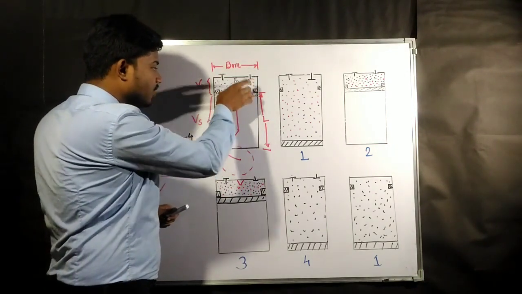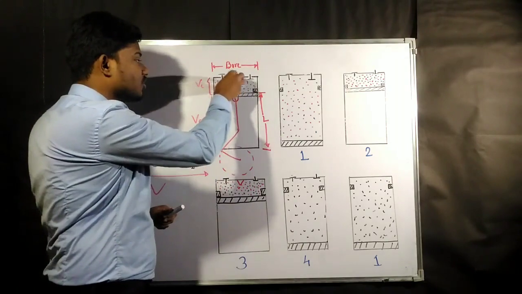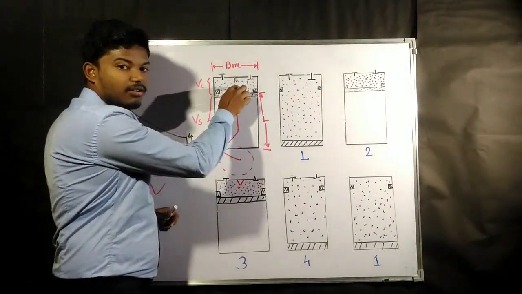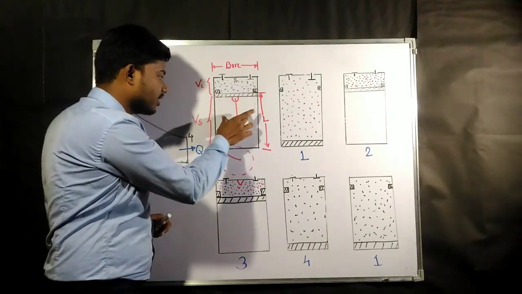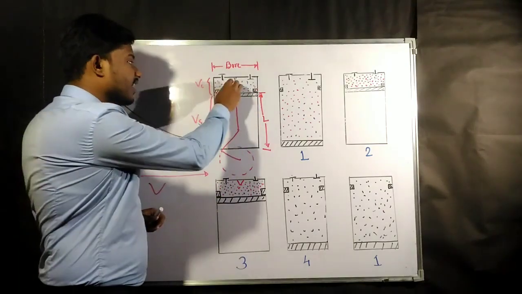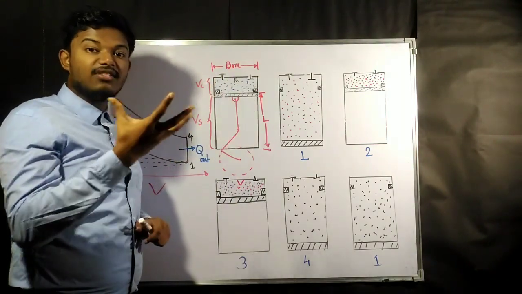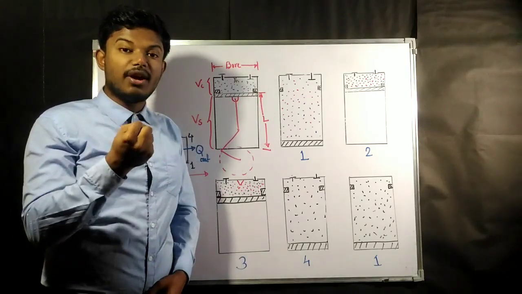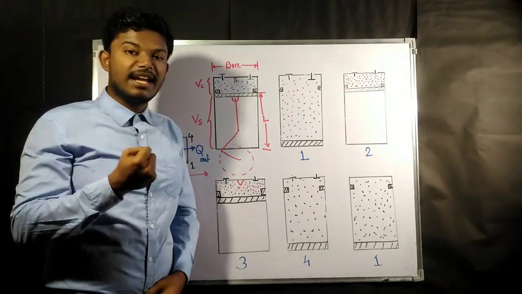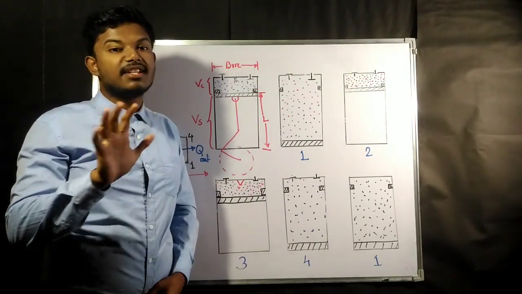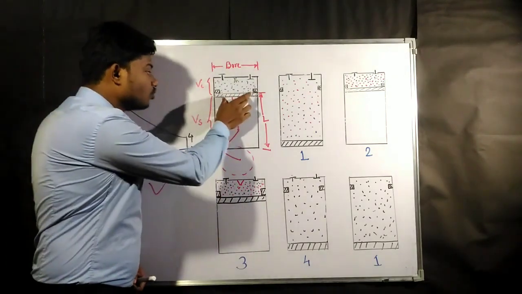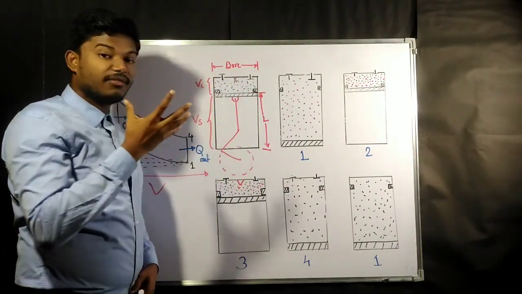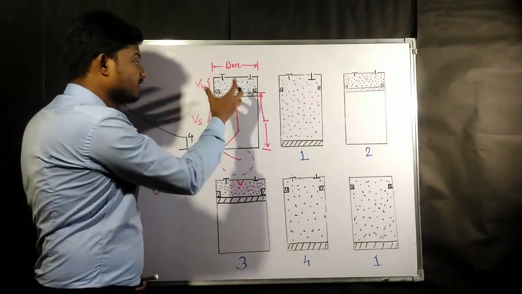Inlet valve means what? While the piston comes down, a suction is produced inside the cylinder. This is the air. When the piston comes down, this air is going to expand, which means the pressure is going to come down. At some point while coming down, the pressure becomes negative, and negative pressure is nothing but vacuum. So while coming down, it produces vacuum inside the cylinder.